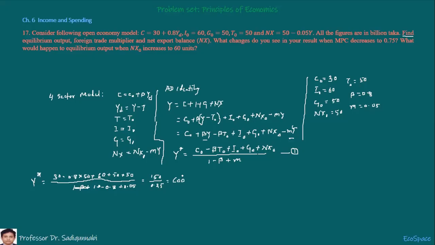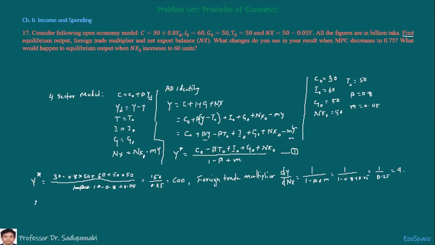So y star equals 600, and foreign trade multiplier dy/dNX equals 1 by 1 minus beta plus small m equals 1 by 1 minus 0.8 plus 0.05 equals 1 by 0.25 equals 4. And finally, we need to find out the net export.